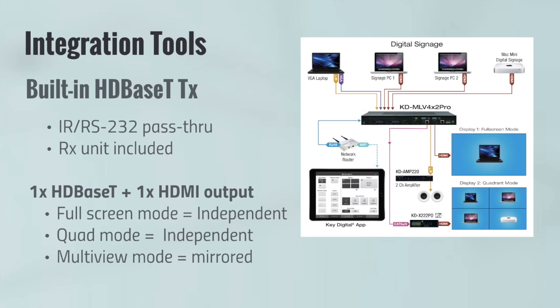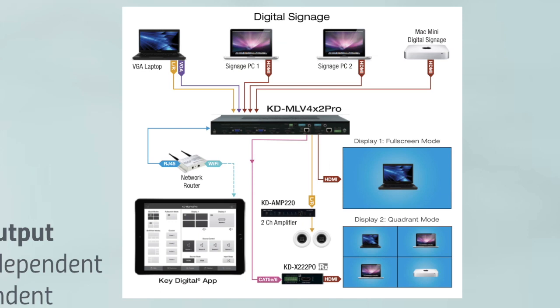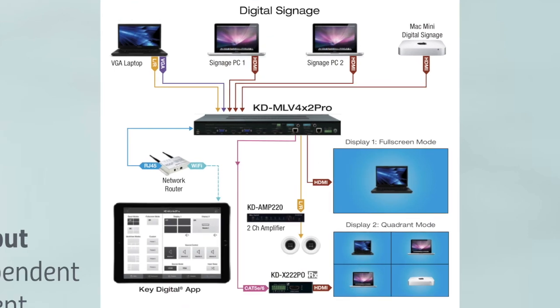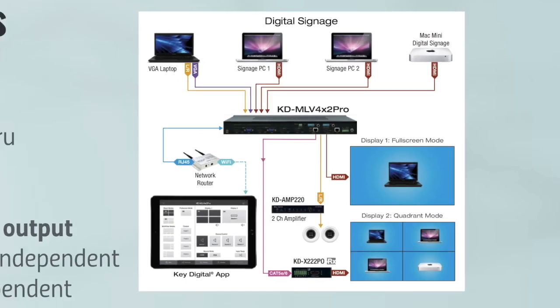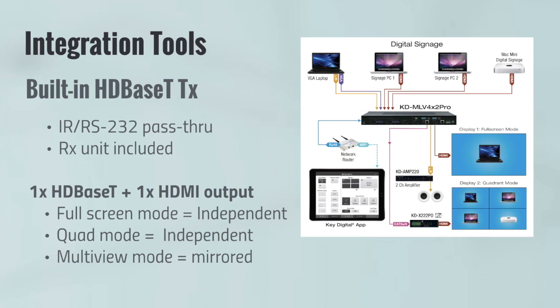You have IR and RS-232 pass-through so that you can control the screen on the other end of the receive side, and keep in mind that when in full screen or quad mode, you do have independent displays. However, if you adjust to multi-view mode, then both the HDMI and the HDBaseT output will show the same thing at the same time.